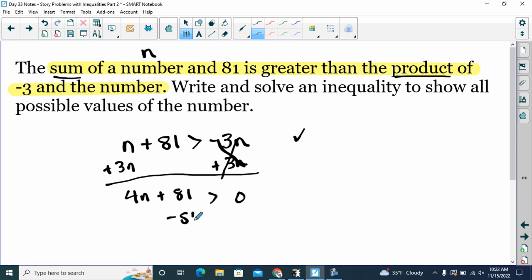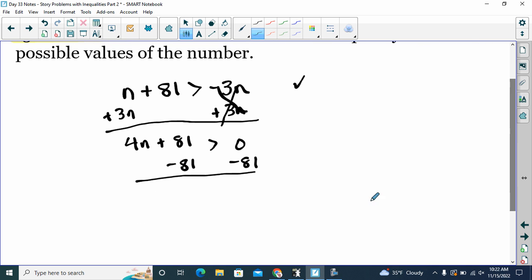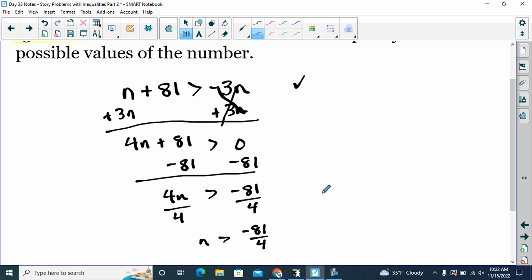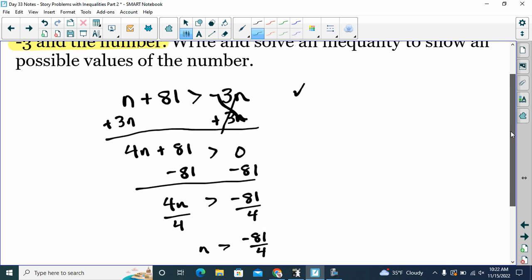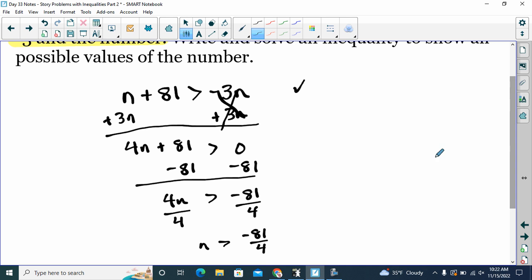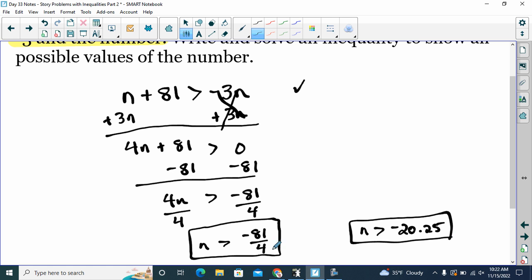Subtract 81 from both sides. I get 4n is greater than negative 81, and divide both sides by 4. n is greater than negative 81 over 4. It doesn't say we have to have a whole number like we did when n represented the number of pastries. This is a fine answer. If you want to type that into your calculator and say n is greater than negative 20.25, that's fine. Either of those are acceptable.